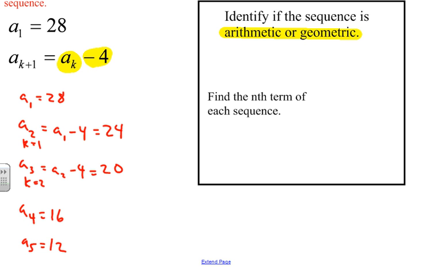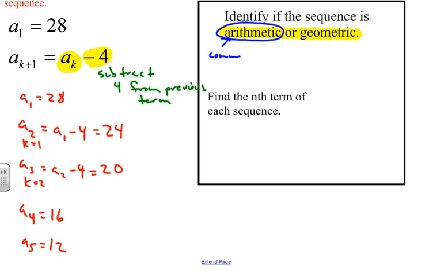So when we subtract 4 from the previous term, we realize that this is some sort of pattern. And the pattern that it's dealing with is actually a linear pattern, which has a slope or a common difference. And this common difference means that this is an arithmetic sequence, because it has that common difference of -4.